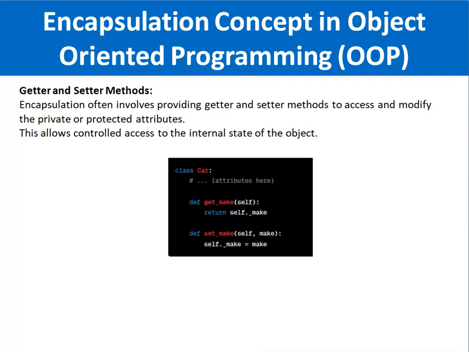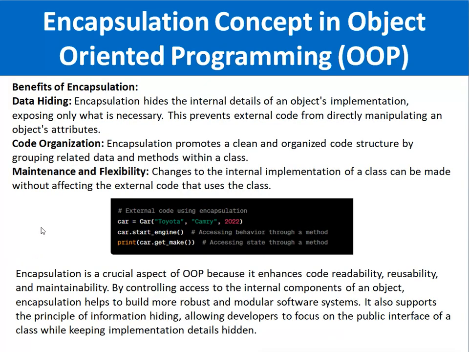Okay, then friend, benefits of encapsulation. First one is data hiding. Data hiding means that encapsulation hides the internal details of an object's implementation, exposing only what is necessary. This prevents external code from directly manipulating an object's attributes. Then code organization. Encapsulation promotes a clean and organized code structure by grouping related data and methods within a class. Then maintenance and flexibility. Changes to the internal implementation of a class can be made without affecting the external code that uses the class.